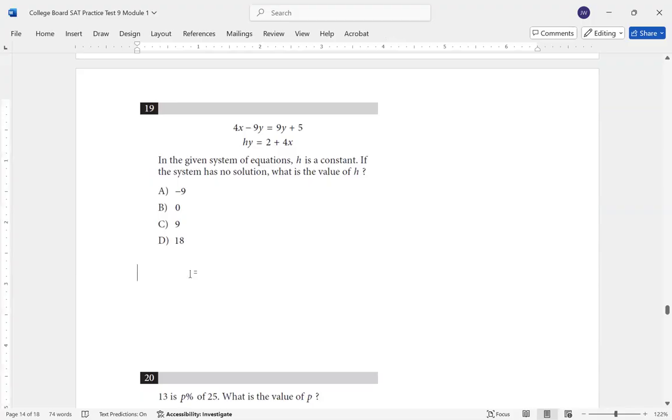Question 19. We have two equations. It says in the given system of equations, h is a constant. If the system has no solution, what is the value of h? What I need to know is that no solution means parallel lines. Parallel lines are ones with the same slope and different y-intercepts.